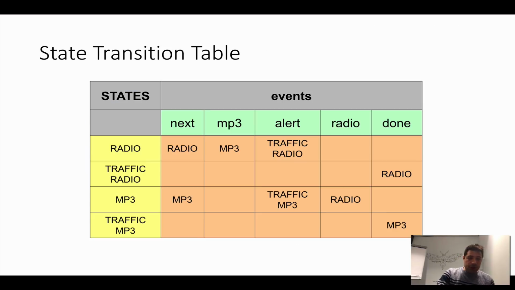If you move from the picture to a table, this table tells us what to test, right? So I can test all the events. I can see that, for example, if I'm on radio and I press MP3, I go to MP3. If I'm on MP3 and an alert happens, I go to traffic MP3, things like that. So I can test these transitions, but I can also test the empty cells to make sure that my software doesn't have a bug if I try a transition that is not valid.